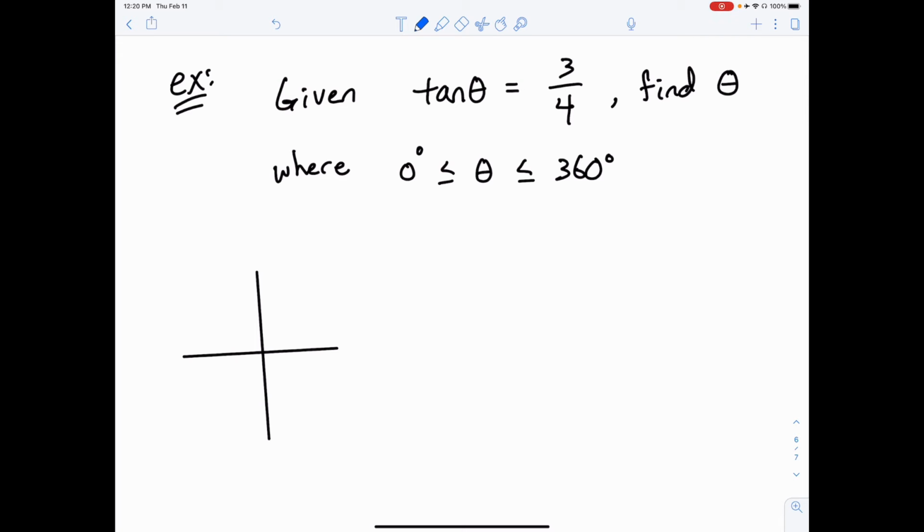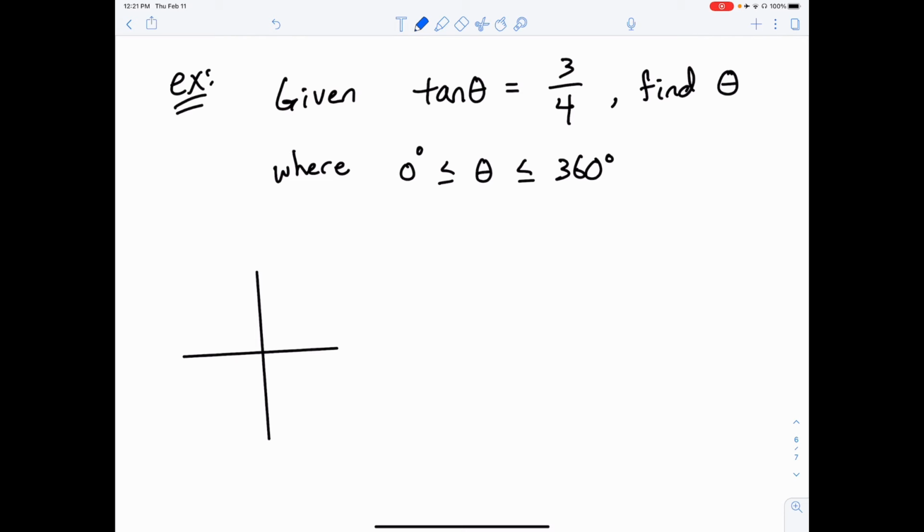That's another common one. So here it says that tangent theta is equal to 3 over 4. And we need to find theta in such a way that theta is located between 0 and 360 degrees. Now sometimes they also might ask you for radians from 0 to 2 pi. So please refer to our other video about how to convert degrees to radians.